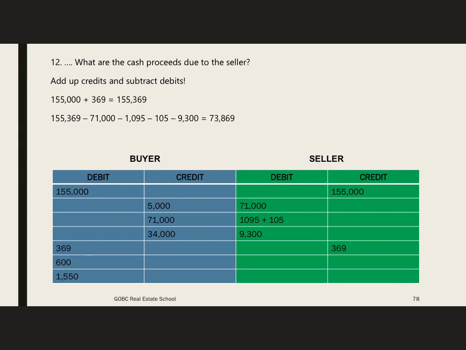So what are the cash proceeds that are going to be there and available for the seller? You add up the credits and you subtract all the debits. So when you do that, you get $73,869.